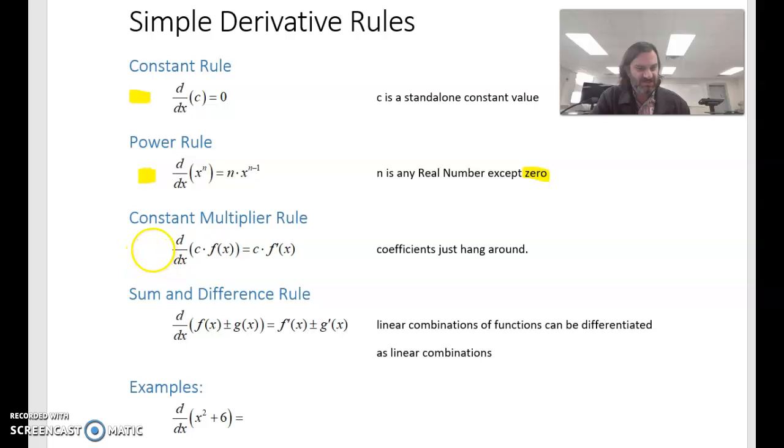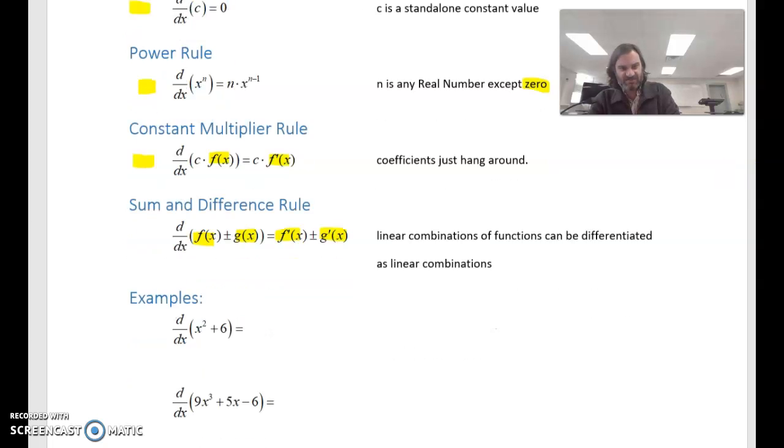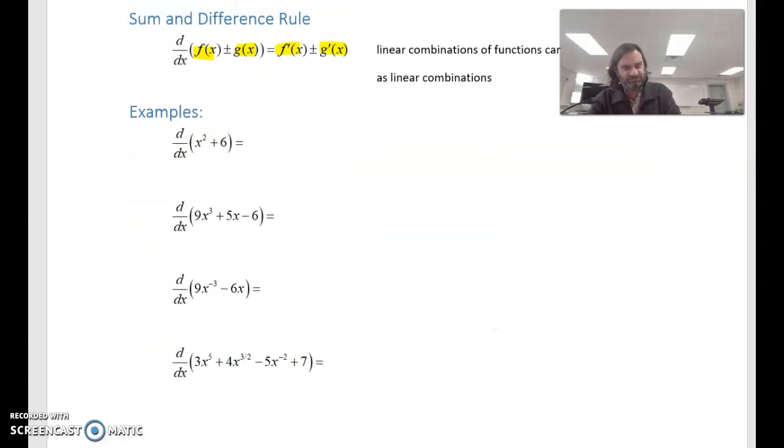And then we get to stuff that's a little bit more general, the constant multiplier rule. If we know how to take the derivative of a function and it's multiplied by a constant, then that constant, or that coefficient, just stays there. We'll see an example of that soon. The sum difference rule: basically, if I've got two functions added or subtracted together that I can handle, I can take the derivative of them separately and have them added or subtracted together. So let's see how that works out with some examples here.